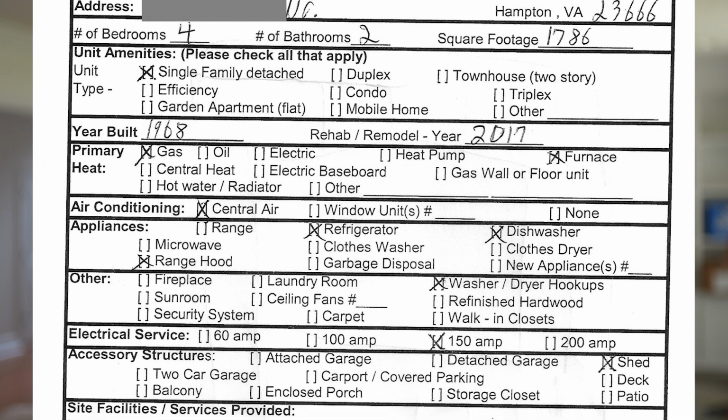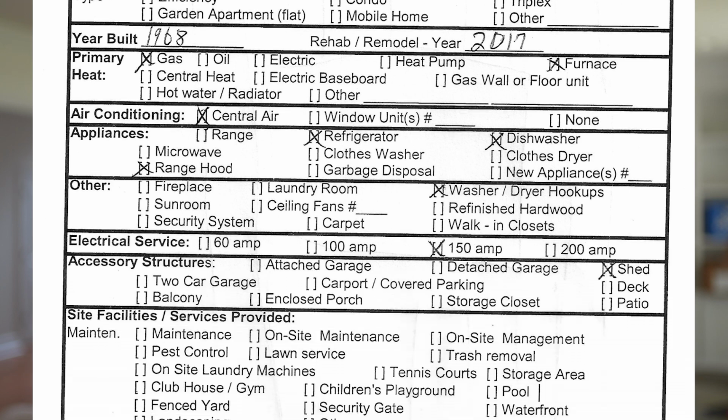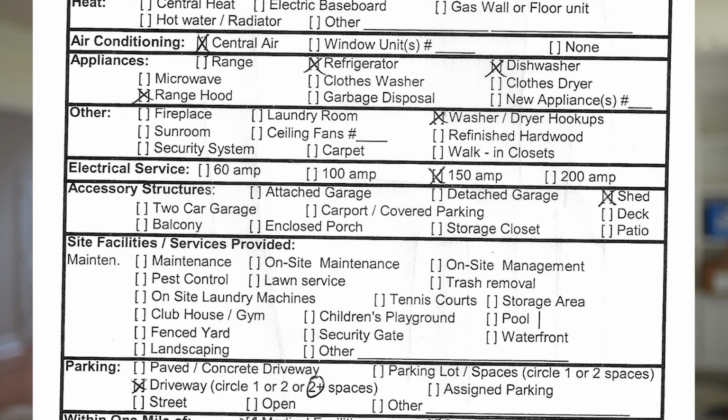All right, the appliances. Are you giving a refrigerator? Remember, if you're not giving a refrigerator, that could be an issue. Does it have a dishwasher? Is it comparable to other units that do or don't have a dishwasher? Ours has washer, dryer, hookups, and we have a fireplace. Darn, I missed that. I'm gonna put a fireplace on that one. Electrical service, accessory structures. It does have a shed, so that's a thumbs up.